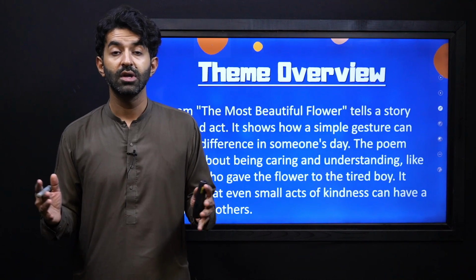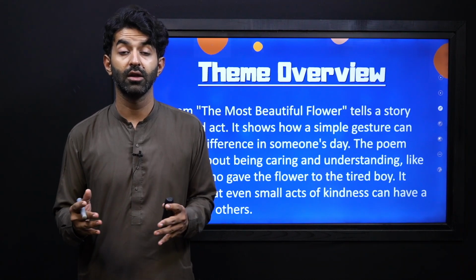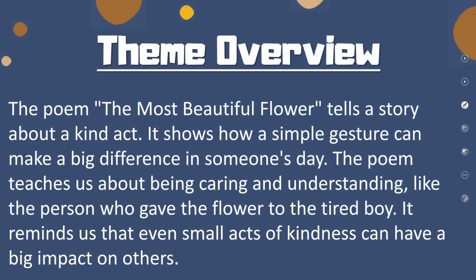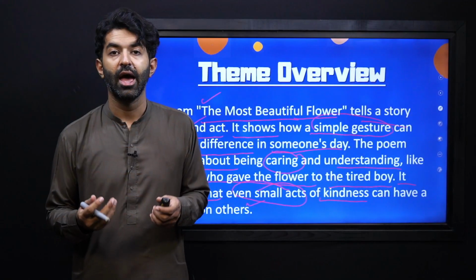So let's begin. First, let us talk about the overview of the theme that is incorporated in this whole lesson. If you have read the poem, The Most Beautiful Flower, which is the title of the unit and the main lesson as well, it tells a story about an act of kindness. It shows how a simple gesture can make a very big difference in someone's day. The poem teaches us about being caring and understanding, like the person who gave the flower to the tired boy. This is the act of kindness that was done in the poem. It reminds us that even small acts of kindness, of goodness, can have a big impact on others.